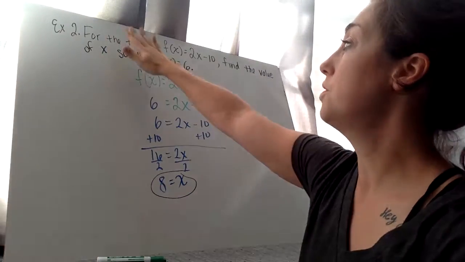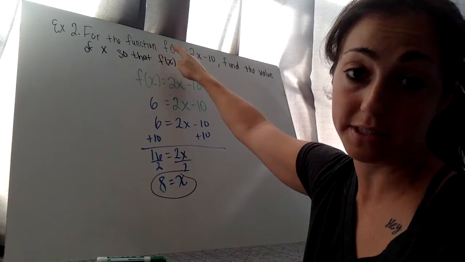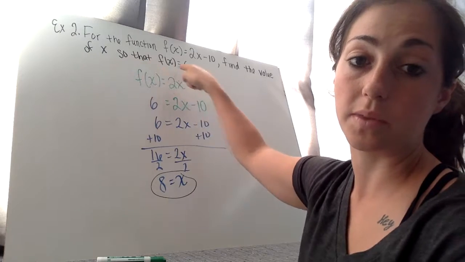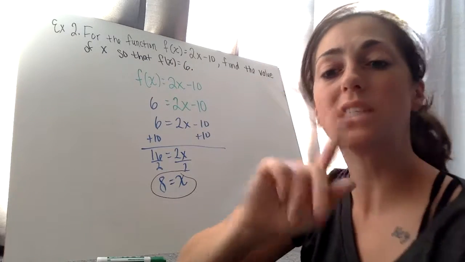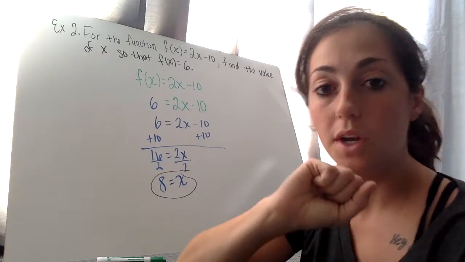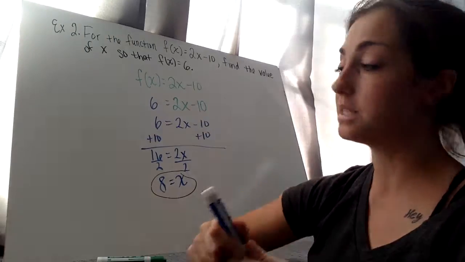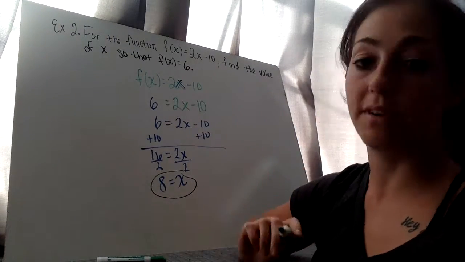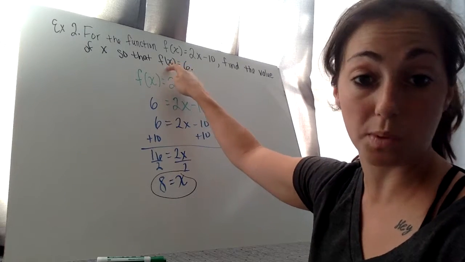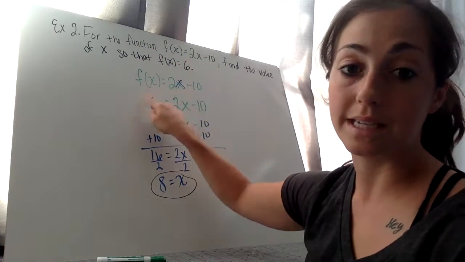Example 2. For the function f of x equals 2x minus 10. Again, this could have been g of x. I just picked f again. Find the value of x so that f of x equals 6. So this is different. How is this different? What are we finding? What's our unknown? We're finding the value of x. So that's the one that stays as a variable, x. What do we know? We know f of x is 6. And what's another word for f of x? Y. So the whole left side of the equation is 6.